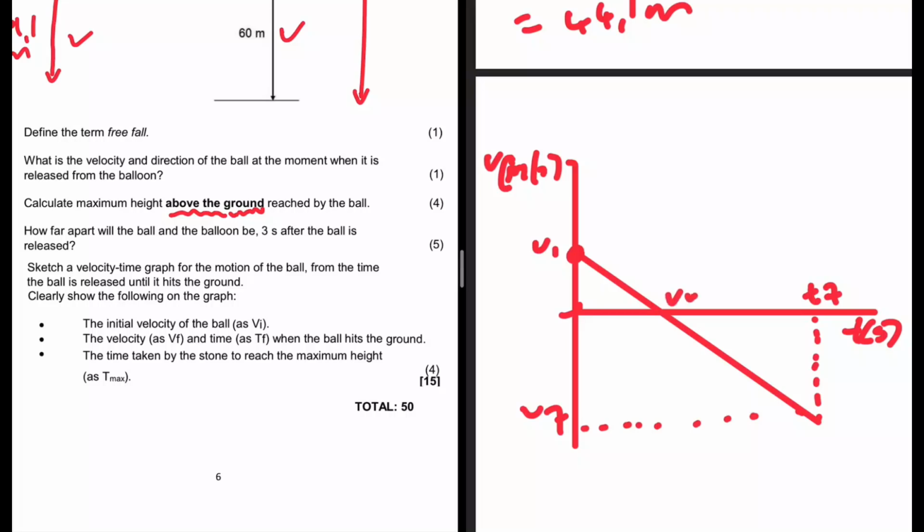So here I'm going to have V at t max, the time at which it reaches maximum height. So here we have t max. Okay, I think I have all that I need now. Okay, let's see. There's no instruction that restricts us from taking up as positive or down as positive. So even if you do it the other way around, you should be fine.